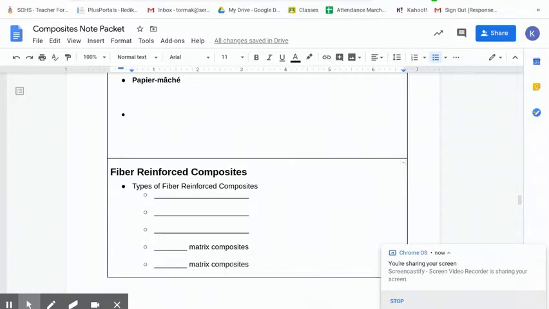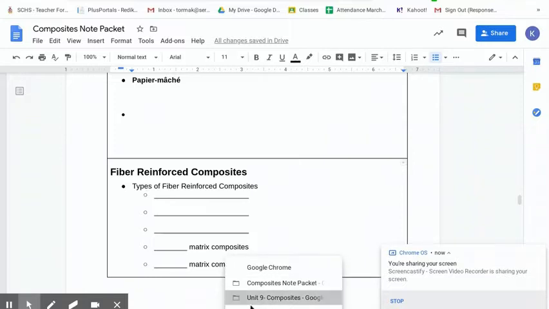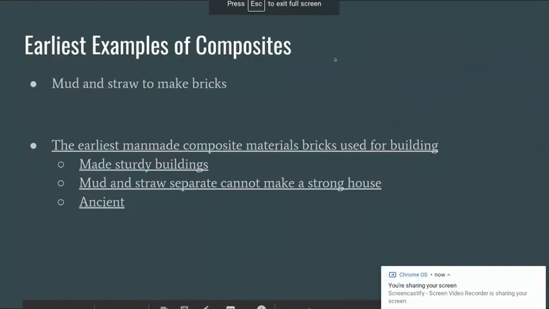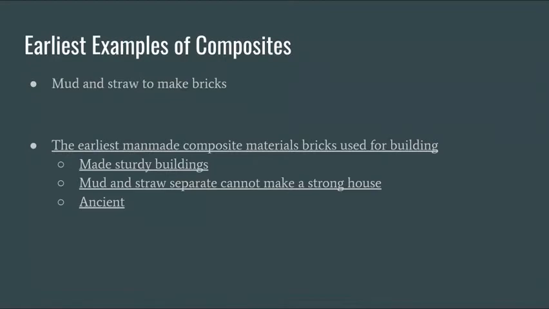So open up your note packet and you will first see the earliest example of composites is going to be mud and straw made into bricks. So in ancient times, this is the first really man-made composite that we know of. So mud and straw were used before actual bricks were used, but they were made into a form of a brick to build sturdier or stronger buildings.